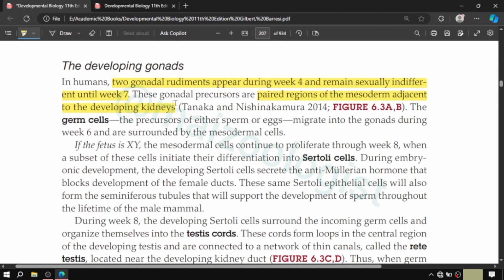And the germ cells, the precursors of either sperm or eggs, migrate into the gonads during week 6 and are surrounded by the mesodermal cells.